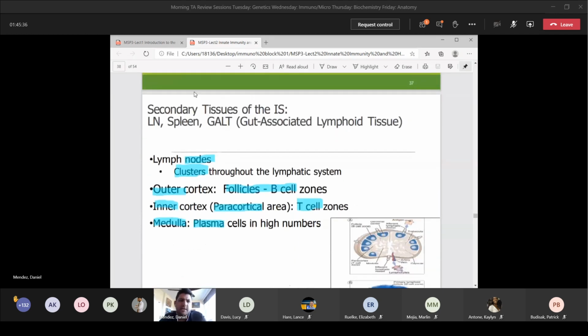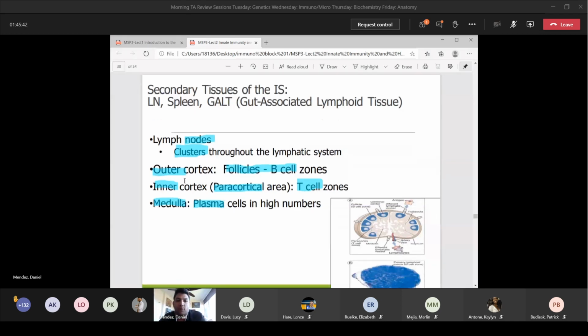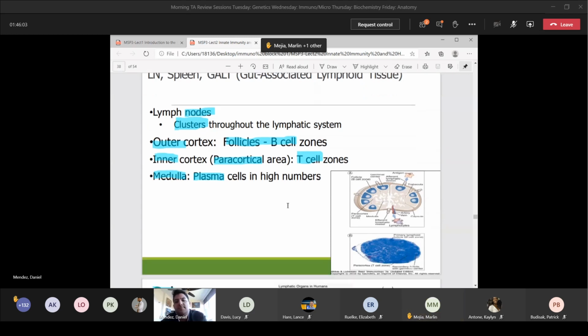And then here, secondary tissues of the immune system. Lymph nodes are just clusters of the lymphatic system. You do have portions of your lymph node. Make sure to know these. She kind of glossed over them a little bit, but it is pretty important to know that the outer cortex has the B cells, the inner cortex has the T cells, and then the medulla has the actual plasma cells. So you know where in your lymph node each cell resides.